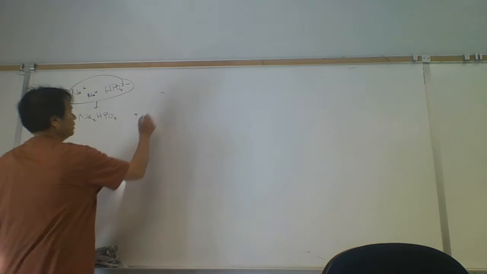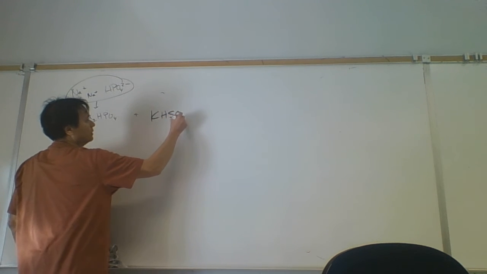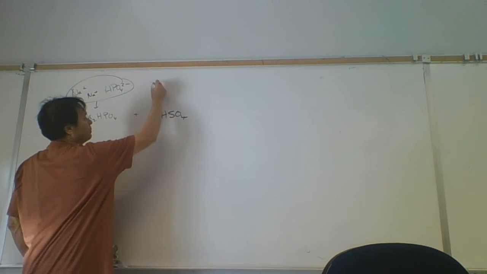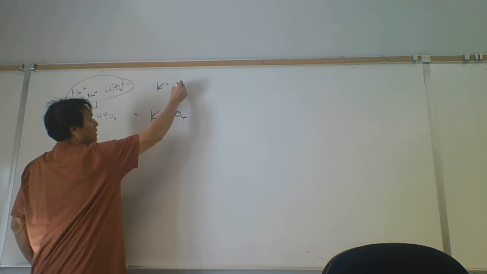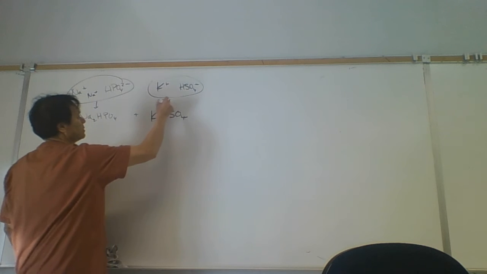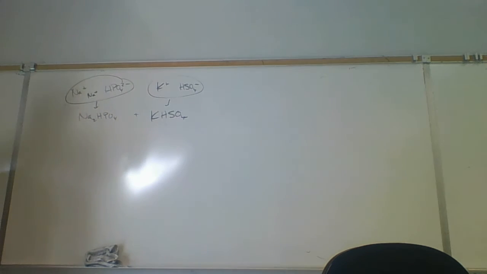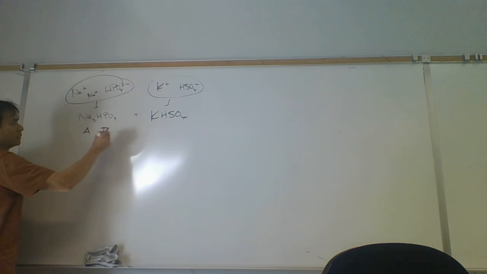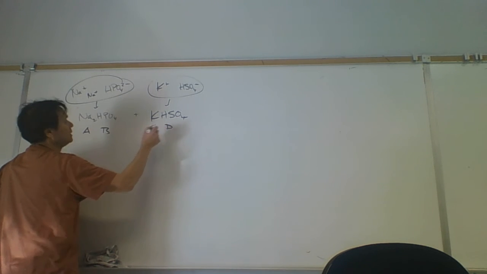KHSO4, that's correct. KHSO4, good. That comes from potassium ions, K plus, and then we have HSO4 minus. So that'll give us KHSO4. Hey, you know what this looks like to me? This looks like an AB plus CD.